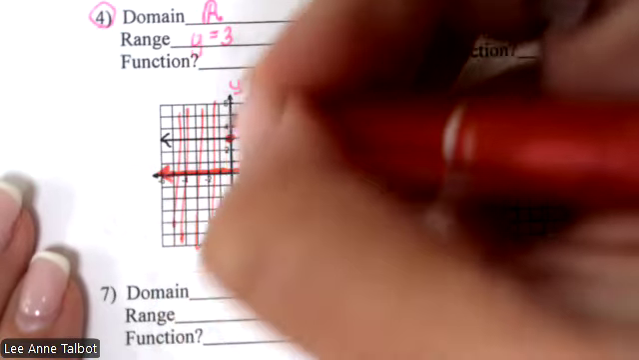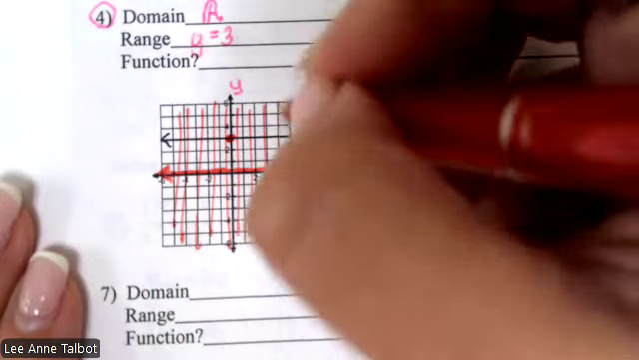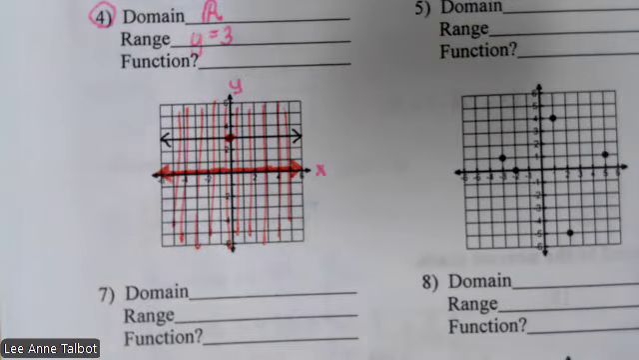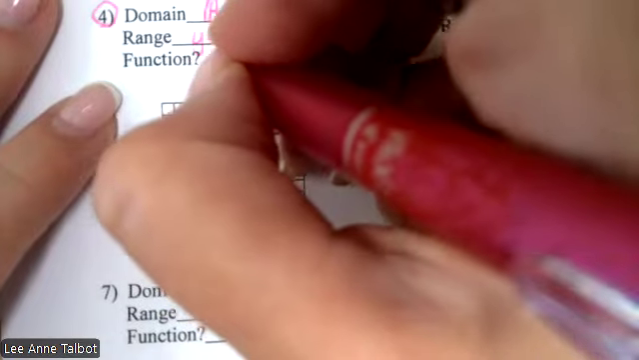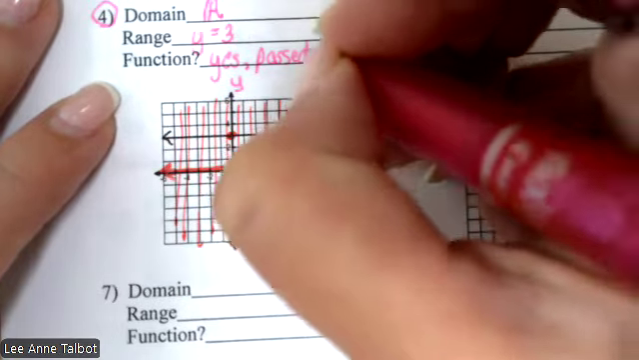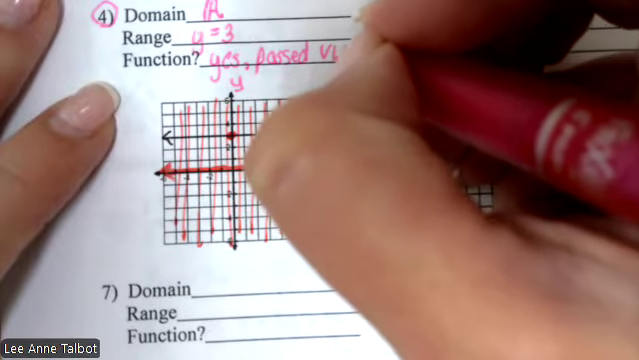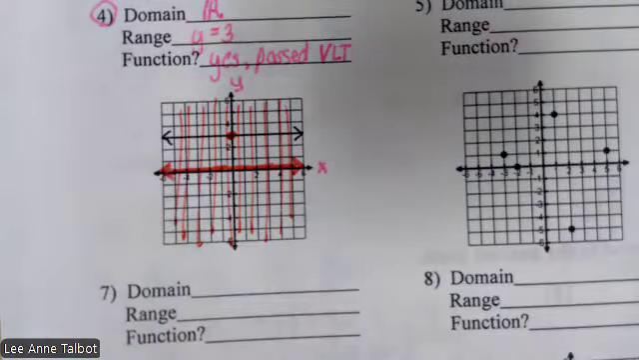Okay, and I'm going to do the vertical line test. Did it hit that line twice anywhere? Nope. So it is a function. Done.